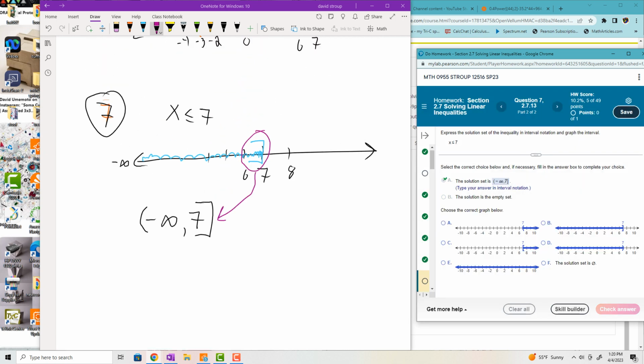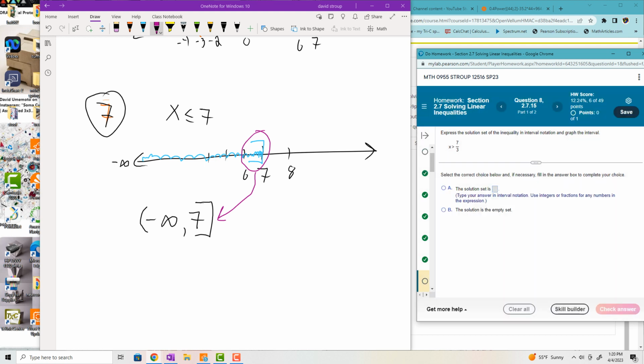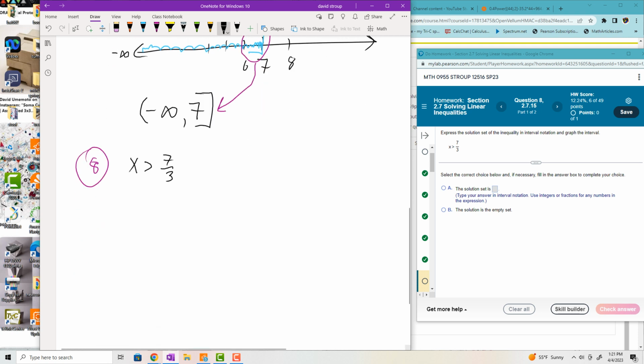Then we already have our graph, so just pick the correct one and move on. Okay, this is the same problem here. Now we have a greater than symbol, so problem 8. X greater than 7/3. So 7/3 is 2 point something. Let's go to our number line. So let's put 7/3 about right here.